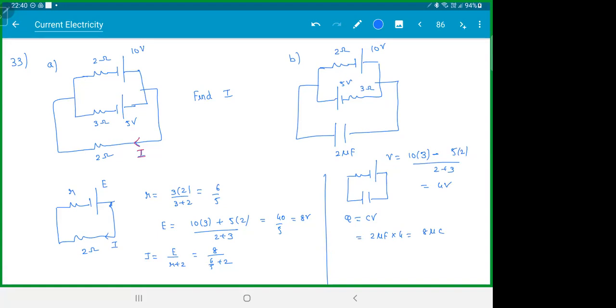Is this clear, everyone? So you just replace the whole thing with one big battery and one resistor, and you can solve. Saves you a lot of time, or else you have to use Kirchhoff's law. That will be quite messy and lengthy. Assume the current is I, let this current be small I, this will be I minus I, apply loop, and solve.